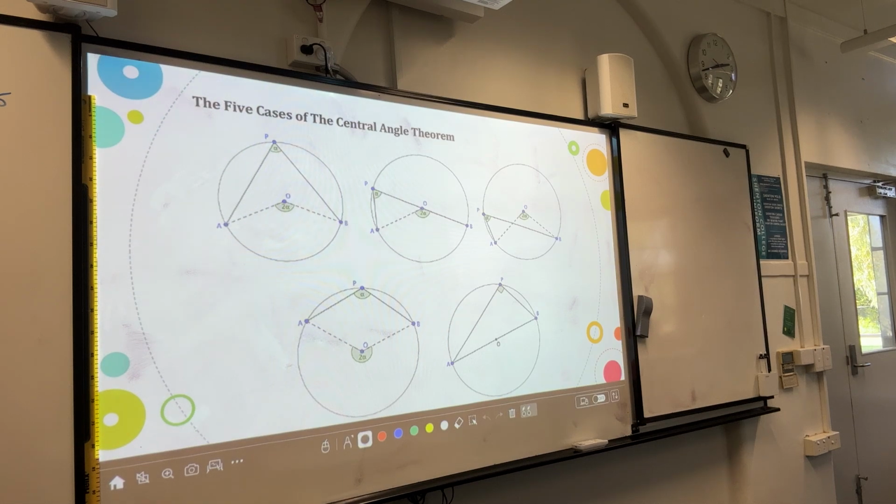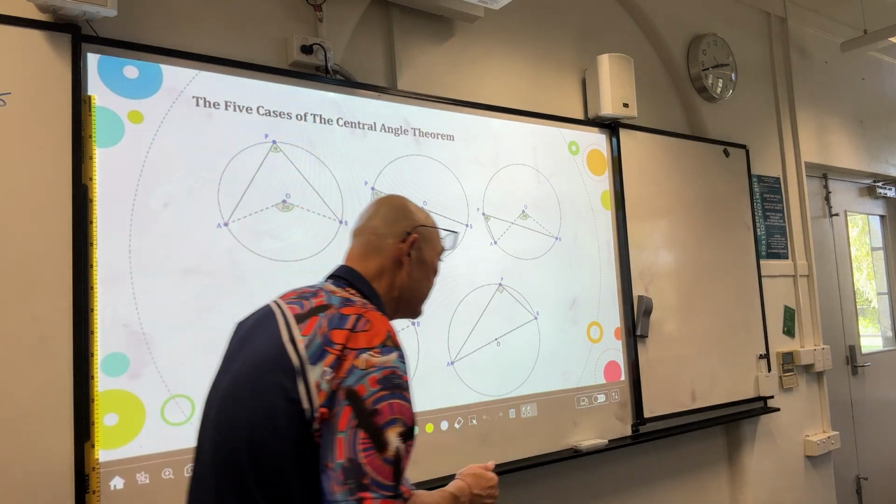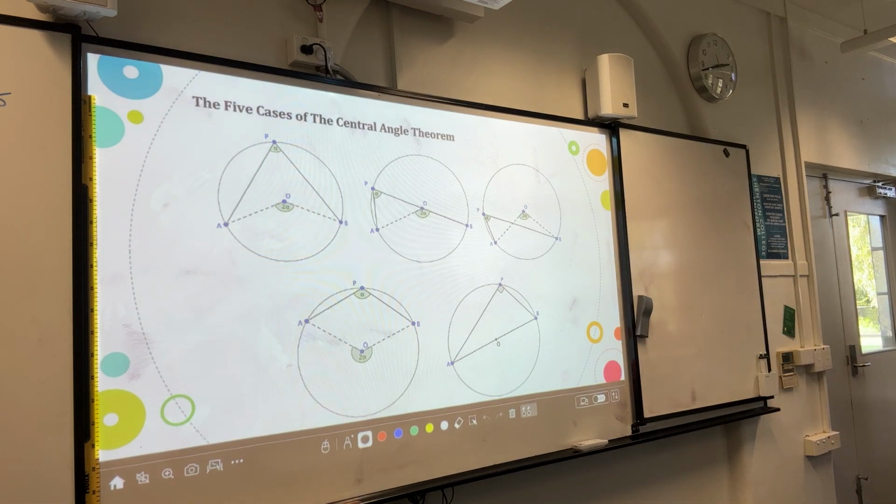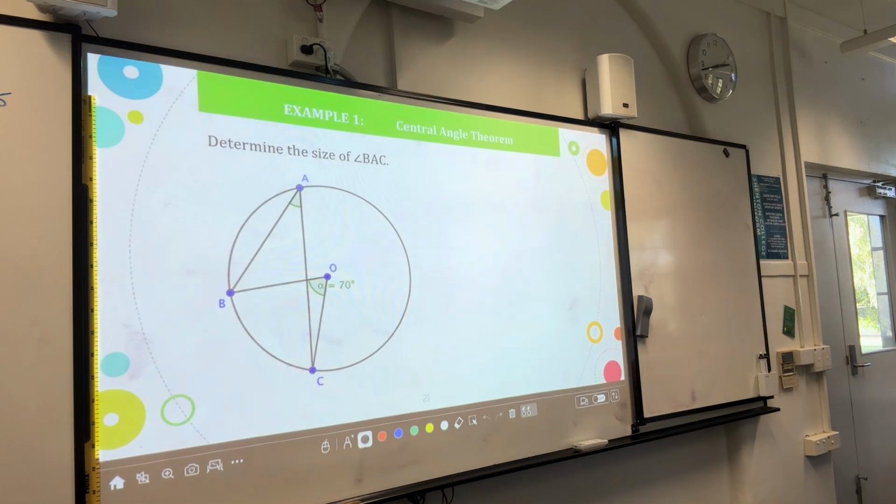Now, I'm going to go through a couple of examples with you. At the moment, the example hasn't asked you to prove yet, but I'm writing the proof so that you understand where I'm coming from. Alright? So, 4 circles that I've handed to you, the worksheet. Let's think about example 1.